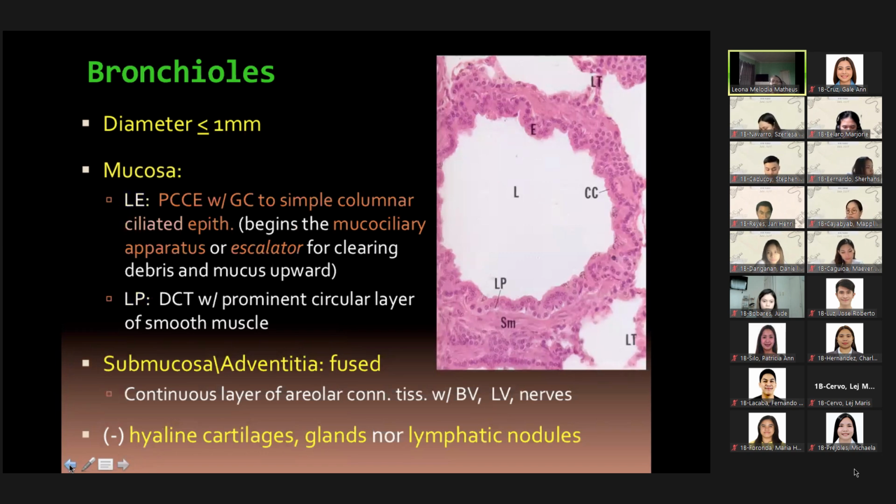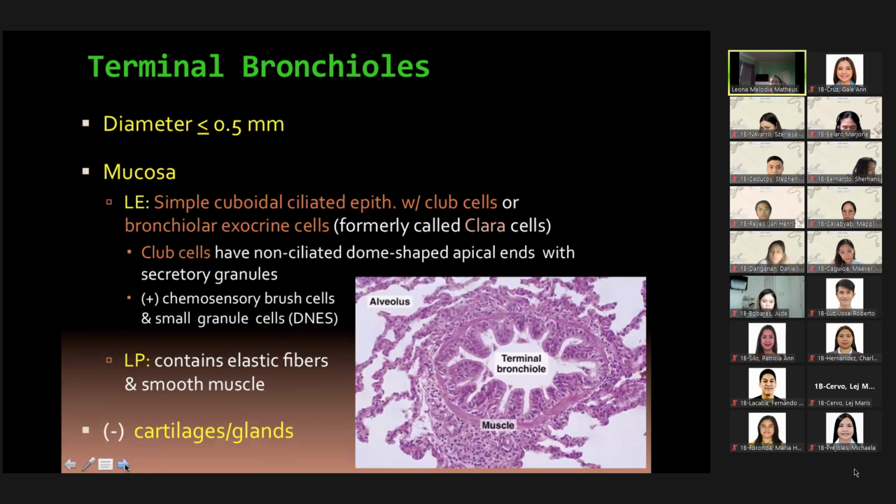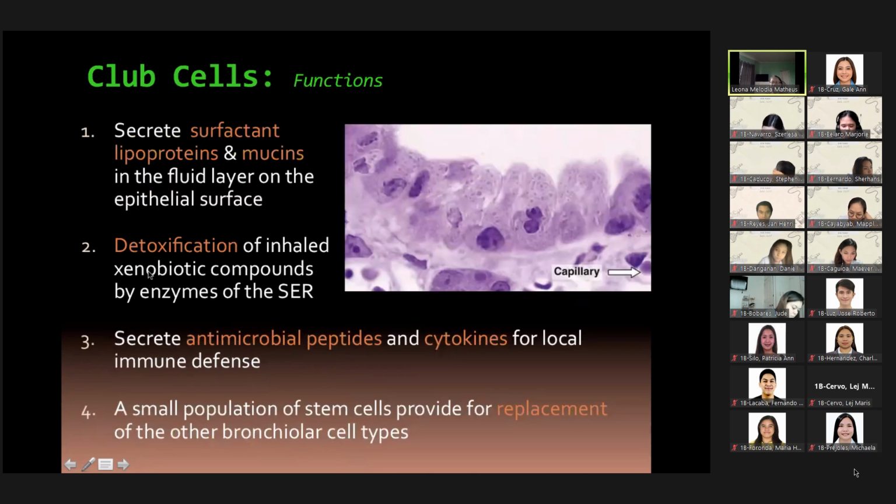Okay? So from your bronchiole, we now move on to your terminal bronchiole, which we already said is about less than or equal to 0.5 millimeters. So at this point, our lining epithelium is now simple cuboidal ciliated. So still ciliated. And this time we find here in between your epithelial cells what we call club cells, otherwise known as bronchiolar exocrines.